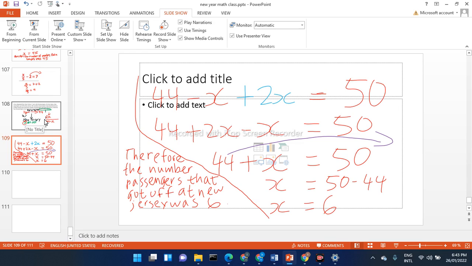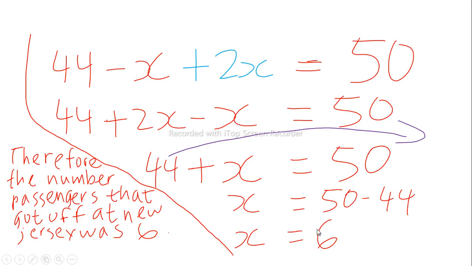Yes, sir. Let me ask the question. What if we got a negative number for our answer? What would that tell us? That a lot of people got off. Nancy, what if we got a negative answer? Say this is a negative 6 or a negative 2. What would that tell us?